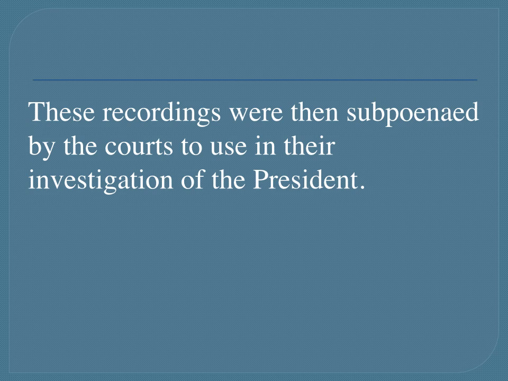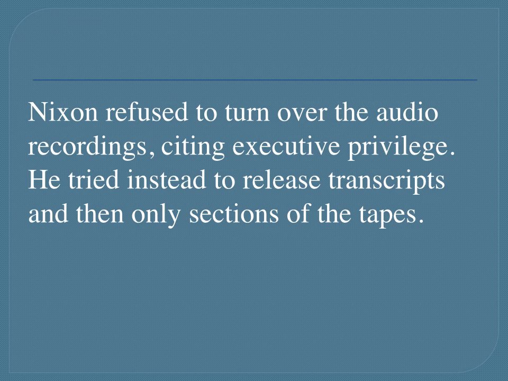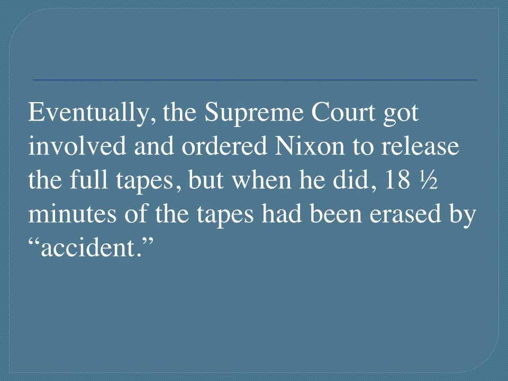These recordings were then subpoenaed by the courts to use in their investigation of the president. However, Nixon refused to turn over the audio recordings, citing executive privilege. He tried instead to release transcripts and then only sections of the tapes. Eventually, the Supreme Court got involved and ordered Nixon to release the full tapes, but when he did, 18 and a half minutes of the tapes had been erased by accident.